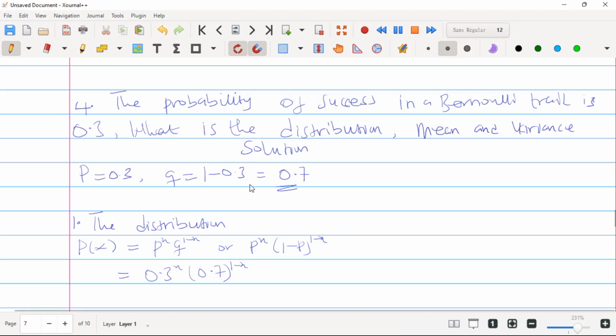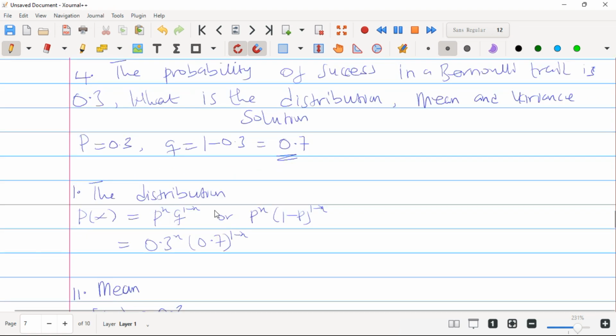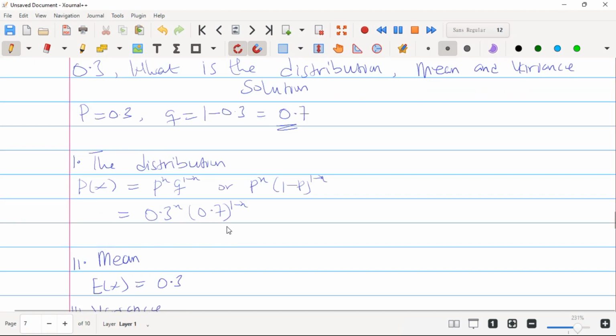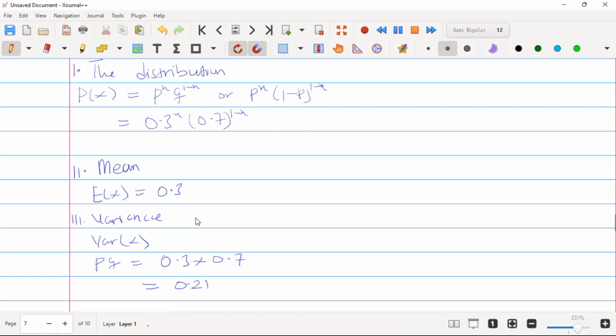If they want the distribution, we just take our PMF and substitute in the 0.3 and the 0.7. So P represented by 0.3 gives 0.3 to the power x, and 1 minus P represented by 0.7 gives 0.7 to the power 1 minus x. So at the end of the day, this is the distribution for the question given above. And then we are asked to find the mean and the variance for this distribution.